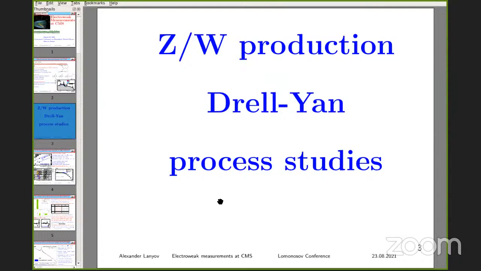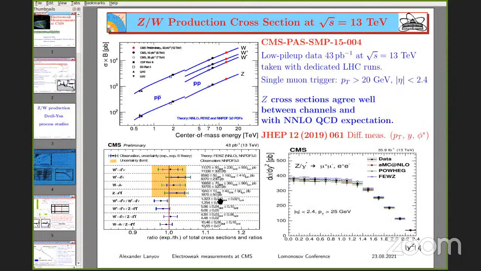So first, single Z and W production, Drell-Yan. Let's start with this slide, which shows the result of this physics analysis summary from CMS. It was based on the low pileup data for 200 inverse picobarns at 13 TeV, taken with dedicated LHC runs. And we use here a single muon trigger with pT greater than 20 GeV and pseudorapidity less than 2.4.